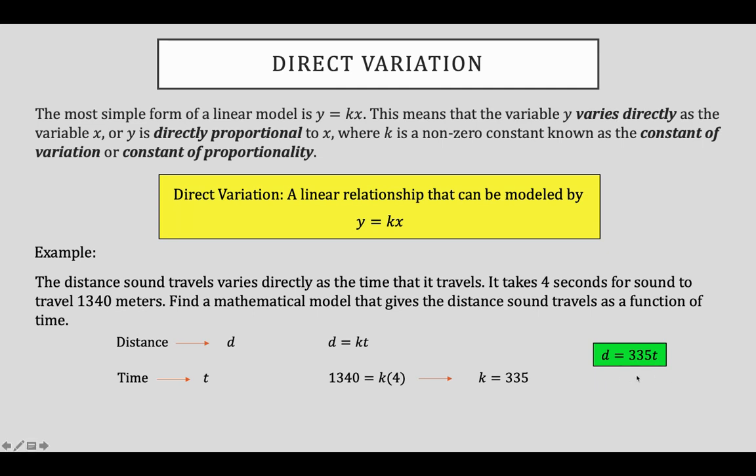Now that we have the model set up, we could find the distance that sound travels for any amount of time. Notice if we wanted to find the distance it would travel after 1 second, we would plug in 1 for t. If we wanted to find the distance that the sound traveled after 10 seconds, we would plug in 10 for t.